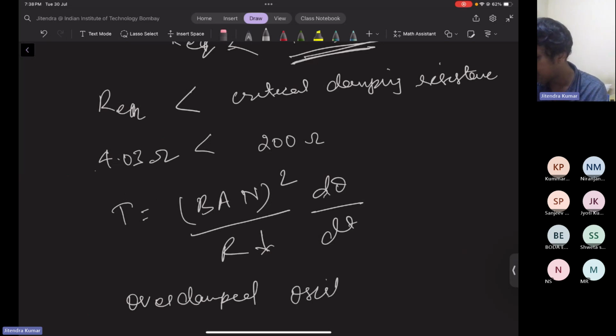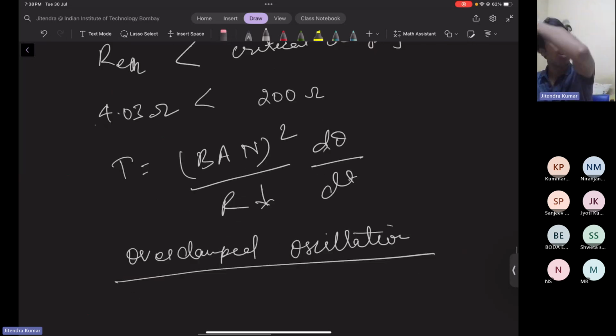Over damped oscillation. Okay, so I want to make sure that all of you have understood the concept of oscillations, under damped and over damped, because it might create some tricky questions in the exam, so you will be able to handle those types of questions. Do not get confused. Similar thing we will perform for voltmeter as well.